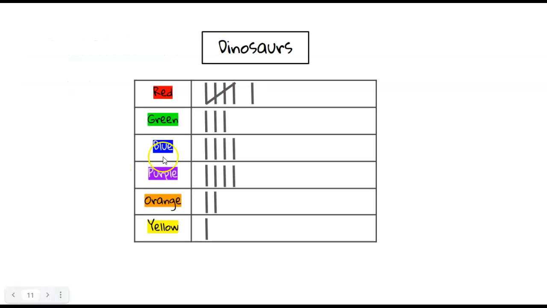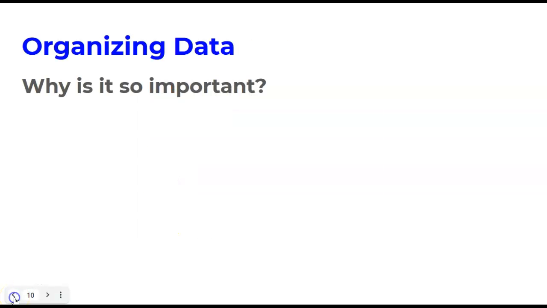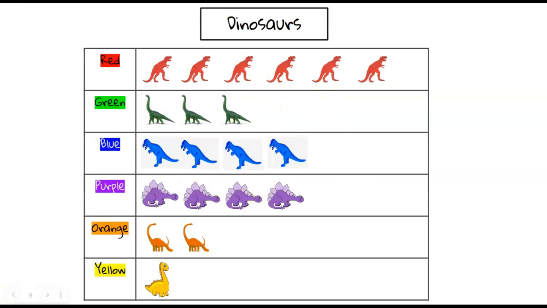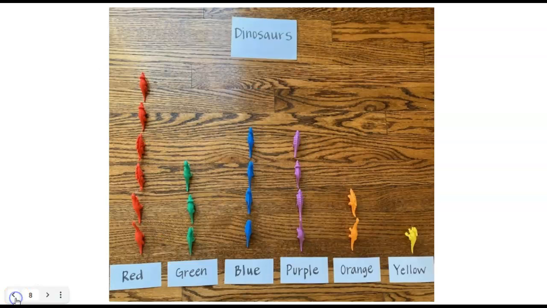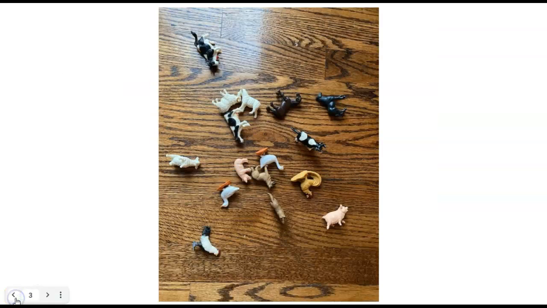So graphs and tally charts, picture graphs, bar graphs, all are very important because they help organize your information, so that you can go from looking at it like this, which is super organized, instead of like that, where I really don't know what I have or how many of something.